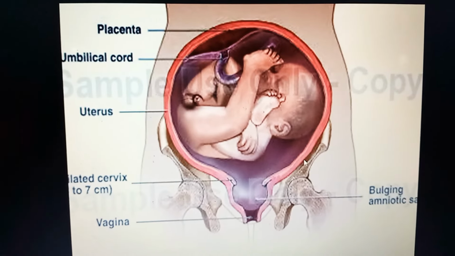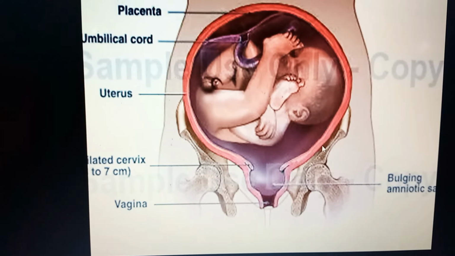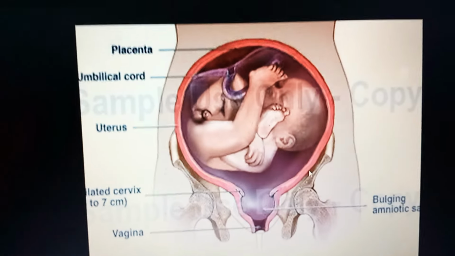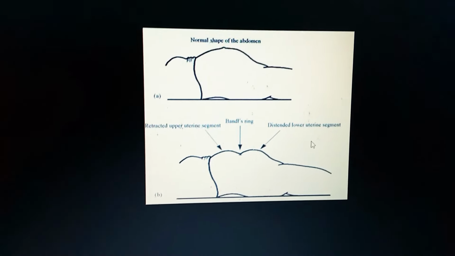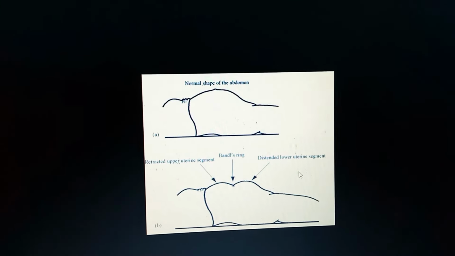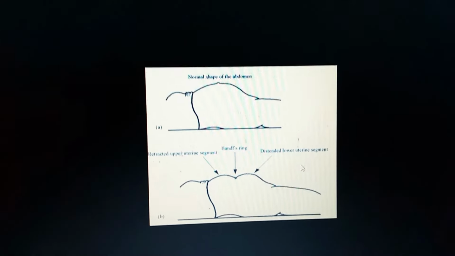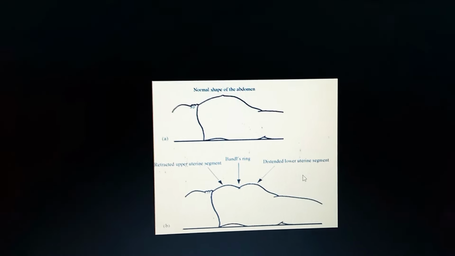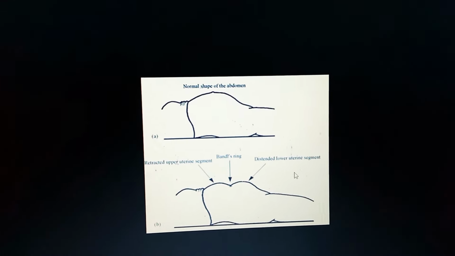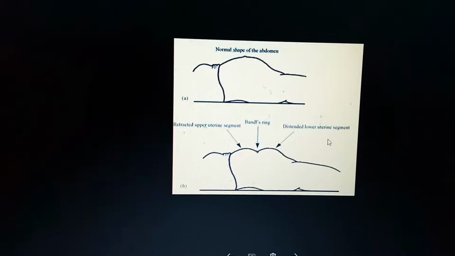On abdominal examination and vaginal examination, on abdominal examination, on inspection, you find that the bandl's ring is noted because there's an obstruction. This is an example, a picture of the bandl's ring. The other picture on top shows the normal shape of the abdomen. The other picture shows the bandl's ring. We have seen the lower segment being distended, and there's a ridge in between the upper segment and the lower segment, which has formed a bandl's ring. So this is noted on inspection.